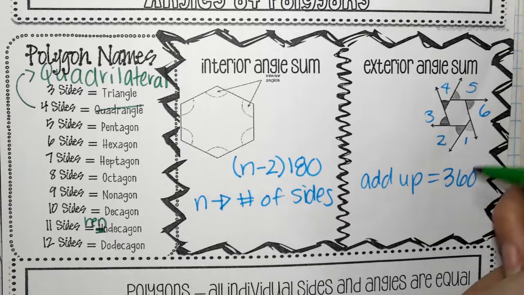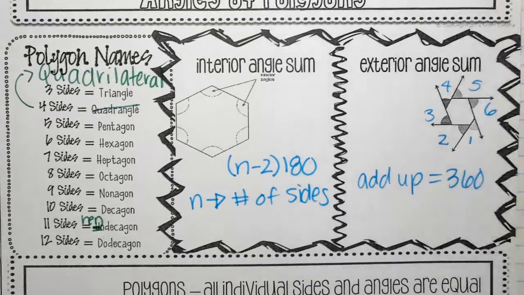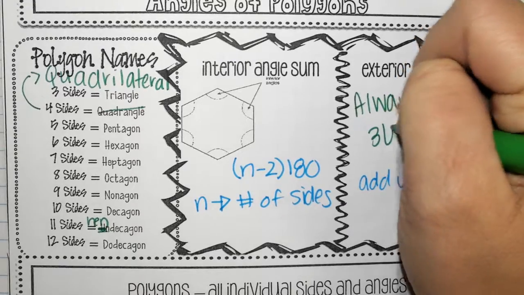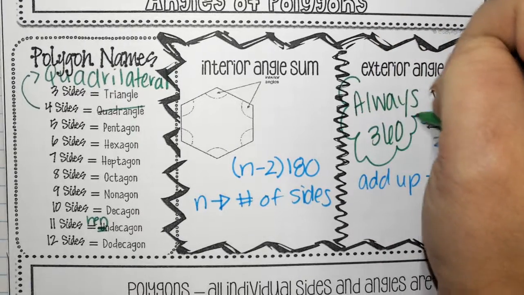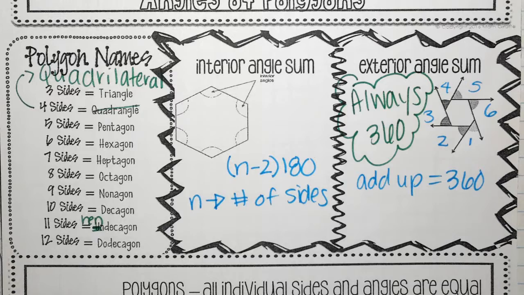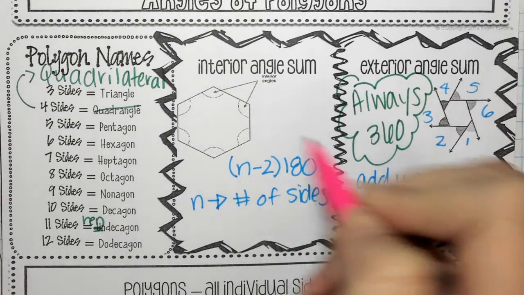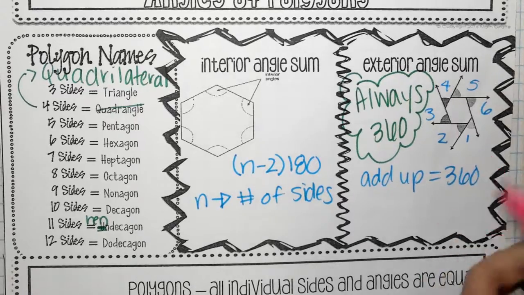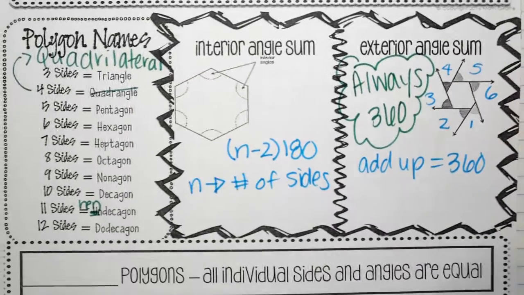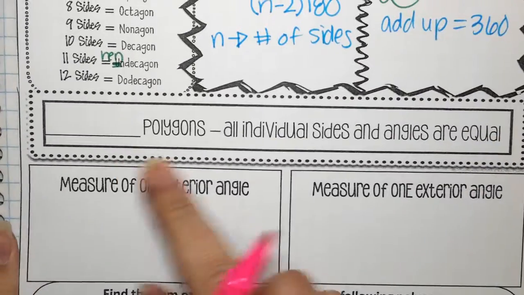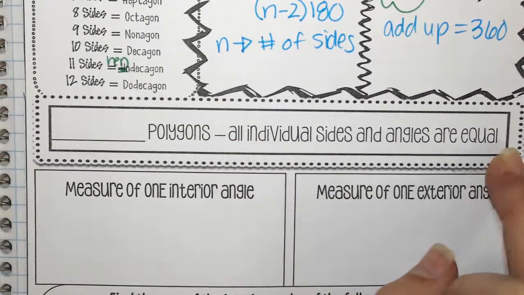One more time. The exterior angle sum is always 360. No matter what, it is always 360. No matter what shape, it is always 360. Does everybody understand? So this is the formula you use for the interior. This is the formula you use for the exterior. What is it going to equal no matter what on the exterior? 360. Fantastic.